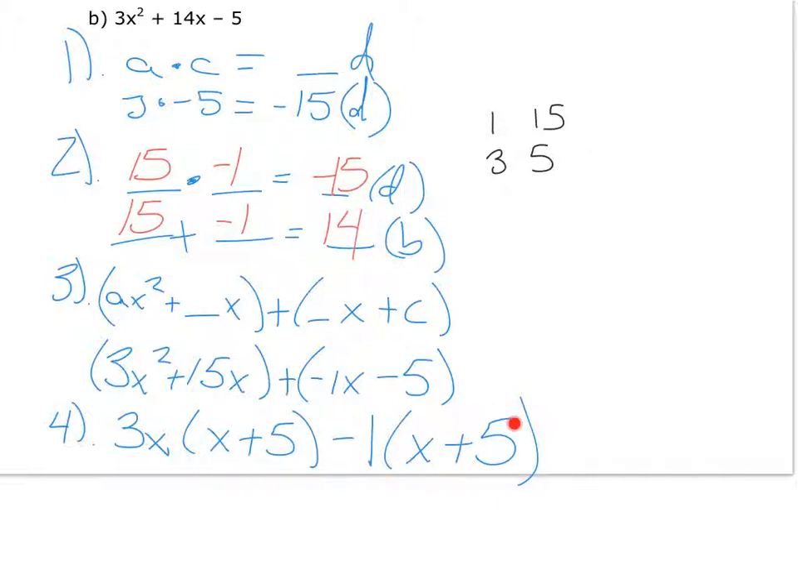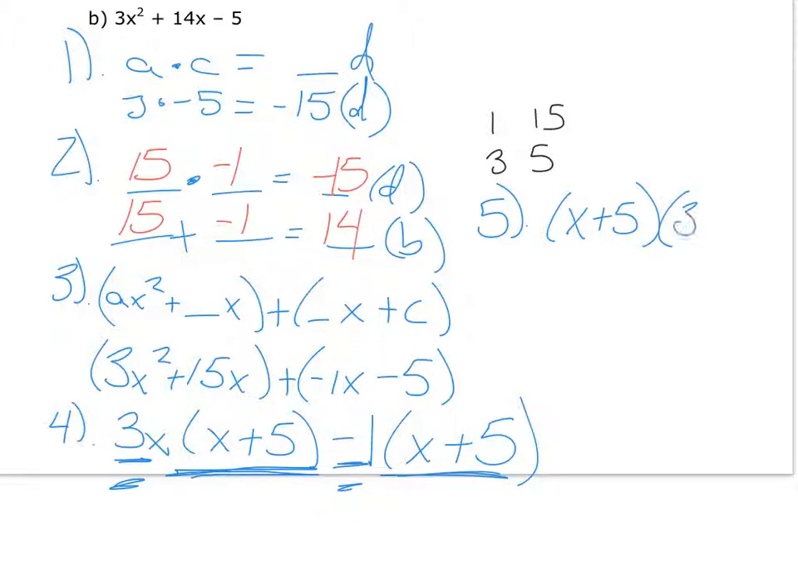If they don't, I need to change the sign or I've done something wrong, because step 5 is factor again. So when I factor again, the shared factor is x plus 5. That's the shared factor. What's left is 3x minus 1. So there's your answer, x plus 5, 3x minus 1. Again, rewind, watch this again.